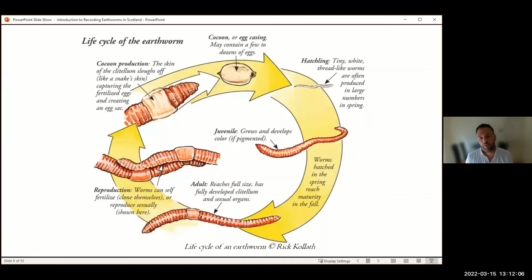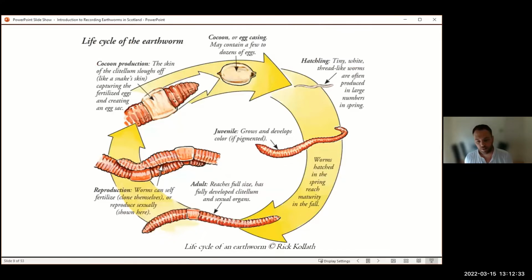So we've got our earthworm cocoon. It hatches into a small earthworm. When it hatches, it will have the same number of segments it will have as an adult, and it will grow into a juvenile. Now, the juveniles look just like an adult earthworm, minus the clitellum. So they'll have that pigmentation, if that species has pigmentation, they'll have the same number of segments, but they won't have the clitellum.